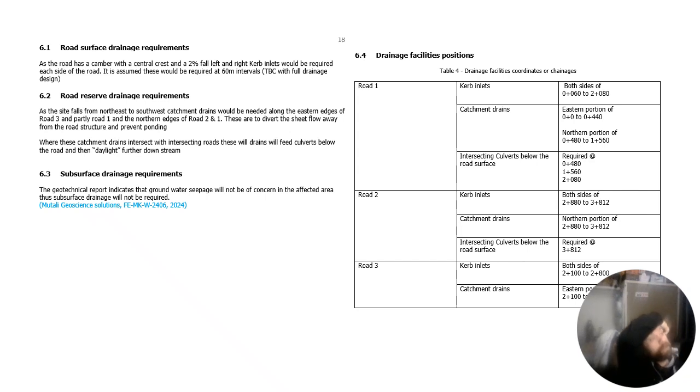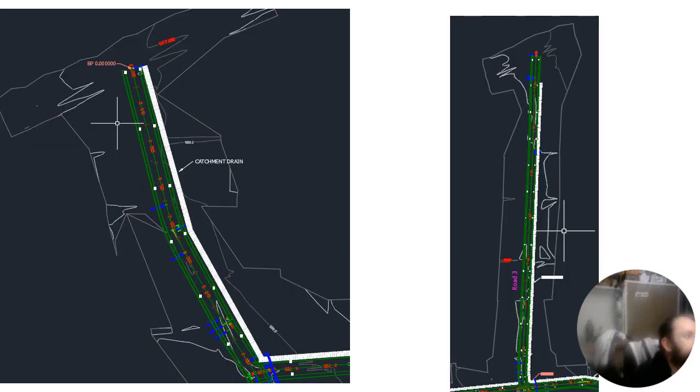Then on the drainage side of things, we were just asked to do a conceptual design. So I took where the main issues would be, where the surface flow would hit the roads themselves. We're putting curb inlets in the road because the flow comes from both sides, putting catchment drains on the eastern portions of roads 1 and 3, and at the northern portions of roads 1 and 2. And then we do have culverts that run through the road.